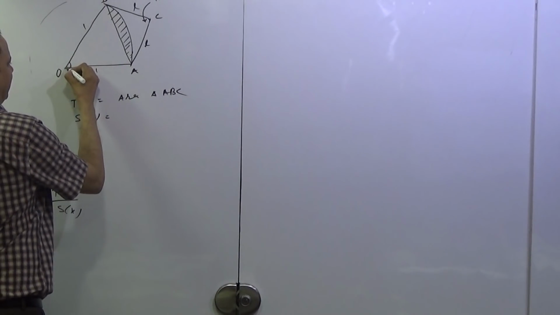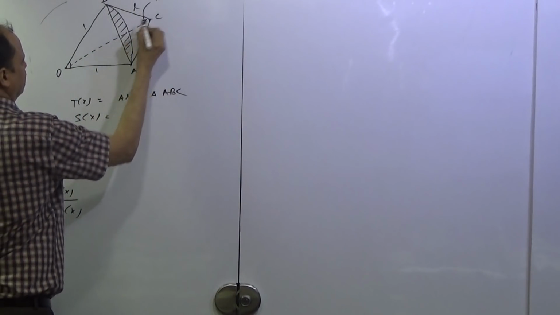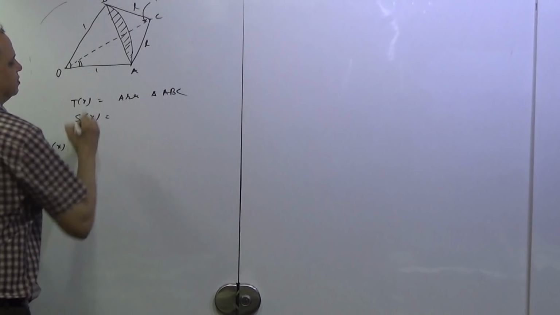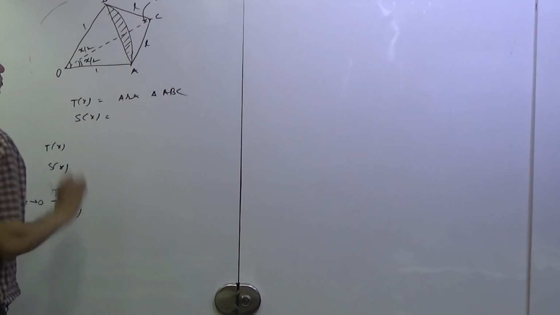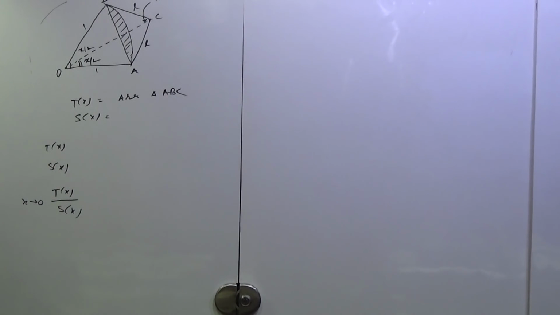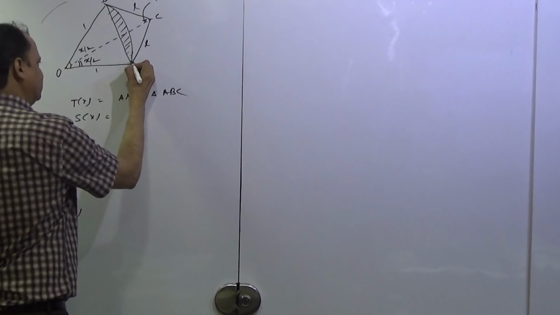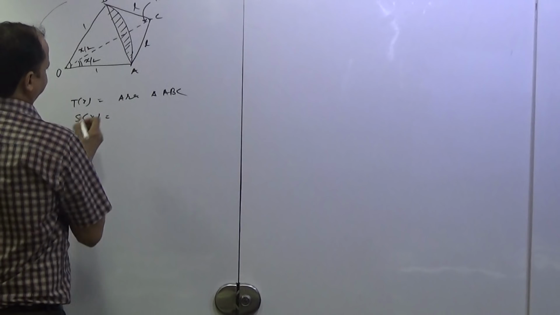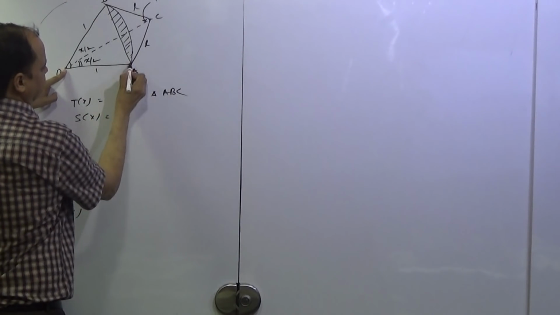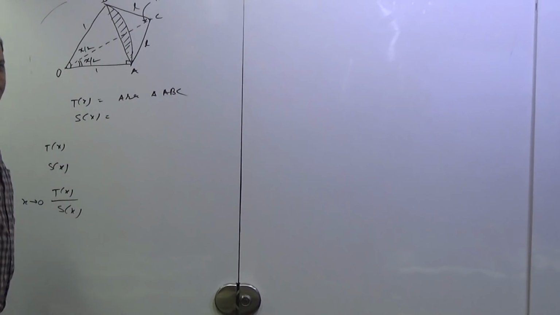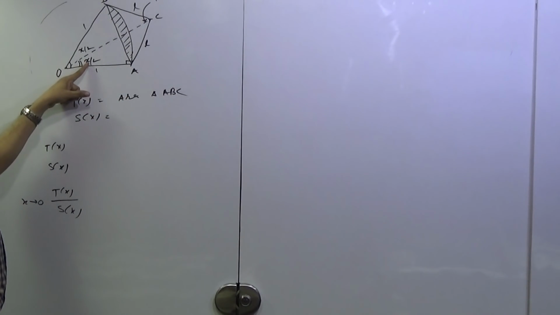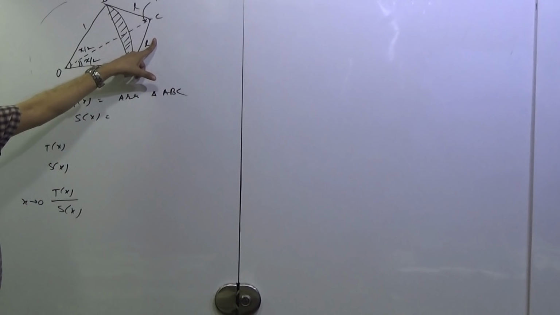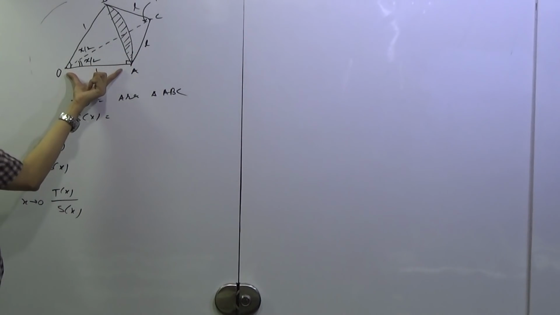If I join this line, what angle is this? x by 2. Very good. This is x by 2. This is x by 2. Can you tell me what is this angle? See, this is the radius and this is the tangent. So what is this angle? 90 degrees. This angle is 90. This is x by 2. This is your perpendicular and this is your base. Right. So what is L?